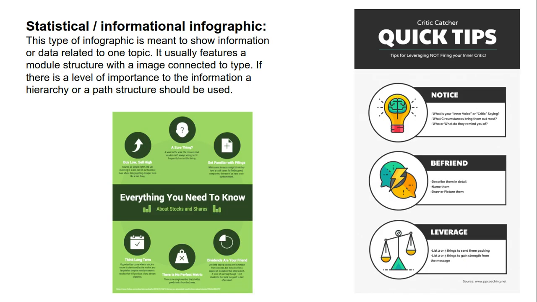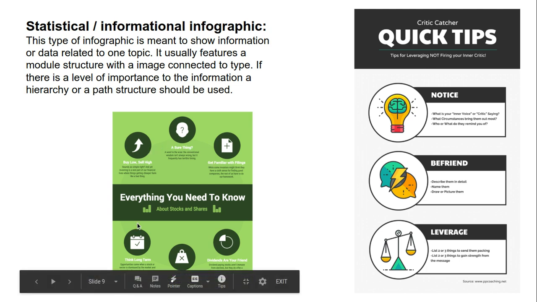The last type is statistical or informational. This one is probably the most plain. Usually it has more of a module structure. Usually there's an image connected with the text or statistical data. And usually it's very laid out, almost straight up and down. Although this one happens to be a path, a lot of this type you'll find are going up and down or horizontal.